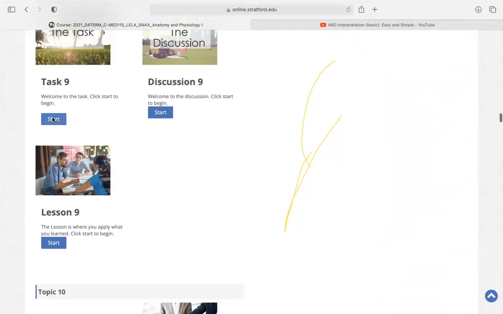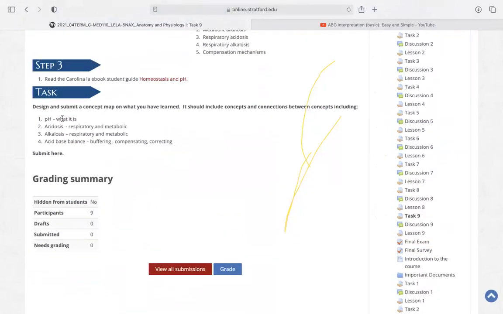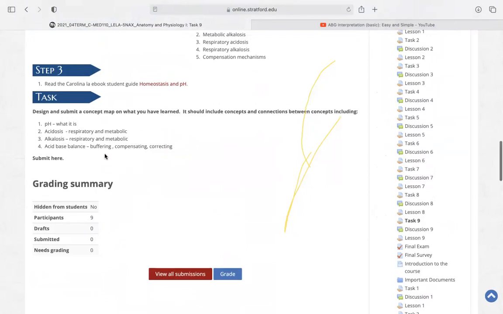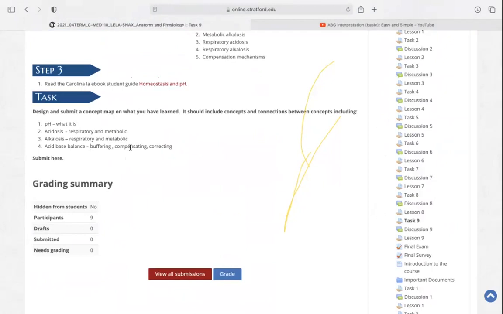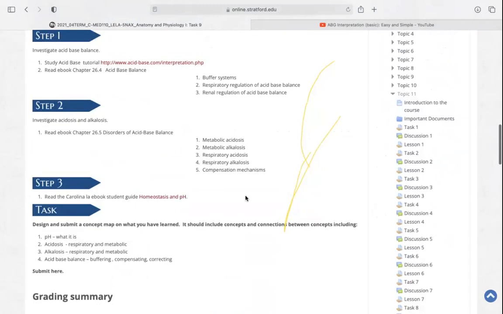Now, let's look at, did we go over everything? Did we go over what a pH is? Yes. Did we go over acidosis and alkalosis, both respiratory and metabolic? Yes. Did we go over acid-base balance? We talked about buffers, how your body compensates and corrects it. Yes, we did. And that's all that stuff.